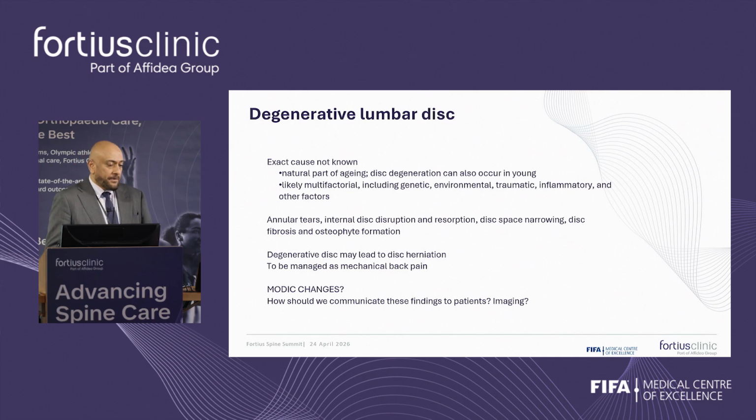Why does degeneration happen? It's multifactorial: genetics, what kind of work you do, environment, trauma, inflammatory processes. Initially there are annular tears, internal disruption of the disc, and then you start getting stenosis, arthritis, osteophyte formation. These cause compression of parts of the nerves or the cauda equina. This also leads to what we call Modic changes. Due to the leak of the disc material into the end plates, you get inflammation in the bone.